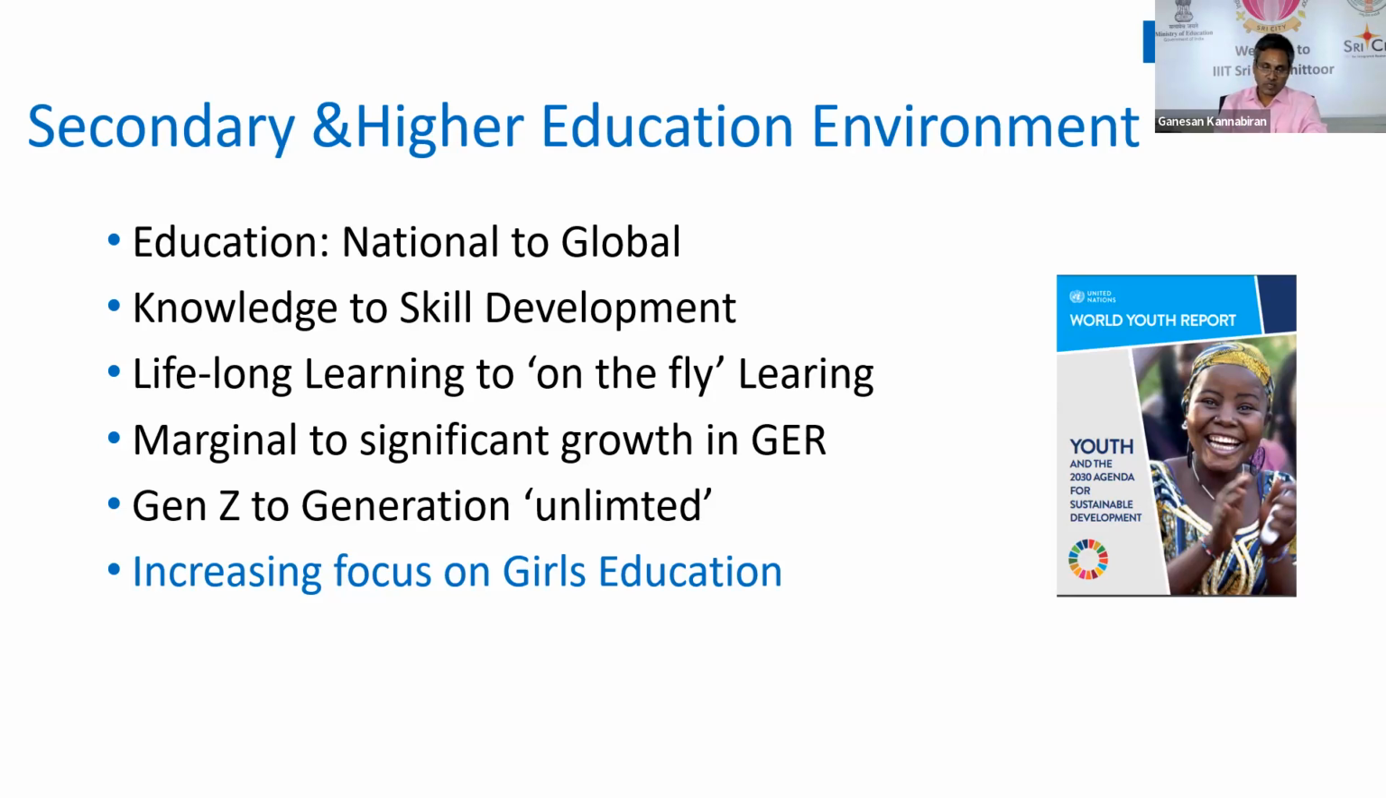Another major change that's happening is that so-called lifelong learning is slowly taking a backseat, and learning on the fly is happening, which means that today you don't acquire education for your lifetime. You just pick up something at the beginning and then start working or doing certain other things, then you pick up additional learning. And every country is looking at what we call the gross enrollment ratio, which is nothing but the number of students who are passing out of schools and getting into college education, and the number of students getting into college education who actually complete it.